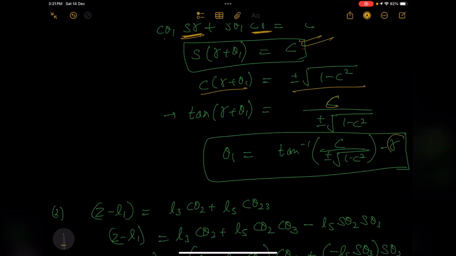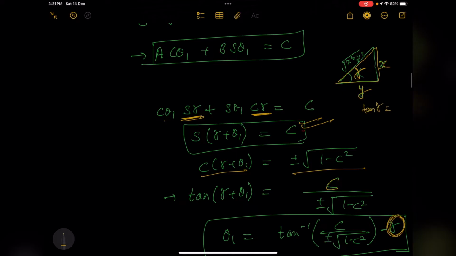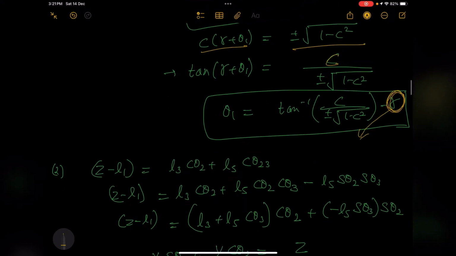Okay, and what is this gamma actually? This gamma is actually this angle. So tan of gamma equals x by y, that is perpendicular upon my base. So gamma is tan inverse x by y. So I can replace this gamma with tan inverse x by y.